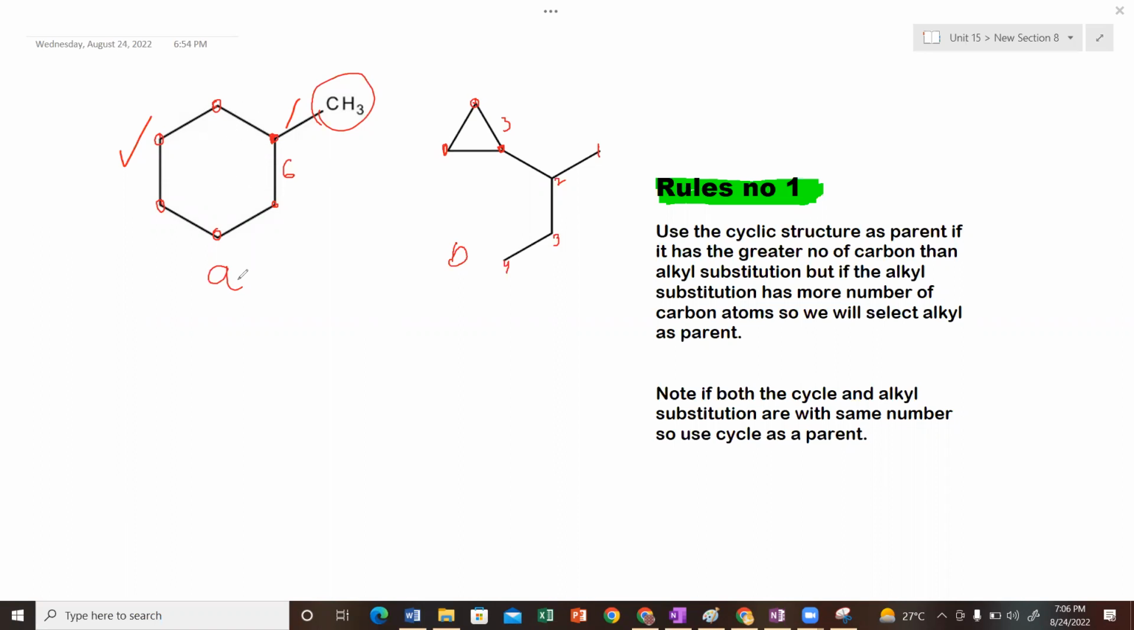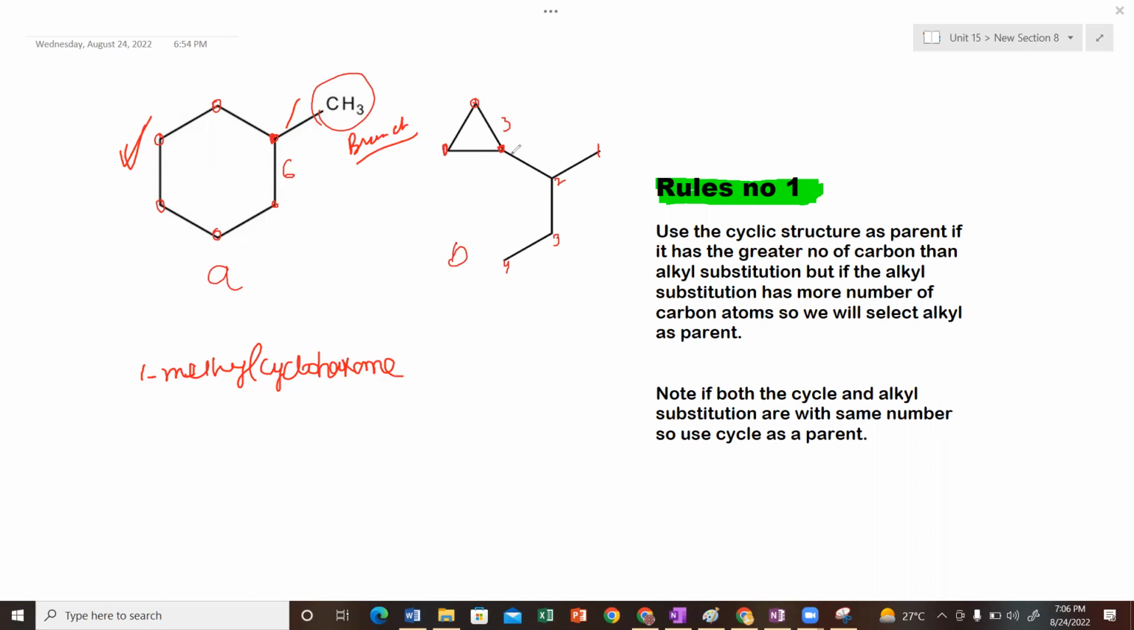In case of compound A, there are 6 carbon in the chain and 1 carbon in the substituent. So I must say the CH3 is branch, right? It is branch and this one is the parent chain. And the name would be followed by 1-methyl, because the branch is of one CH3 group, so it would be 1-methyl, and the parent is cyclic, so that's why cyclo. And how many carbon are there? 6, so that's why hexane. Right? It is 1-methyl cyclohexane.